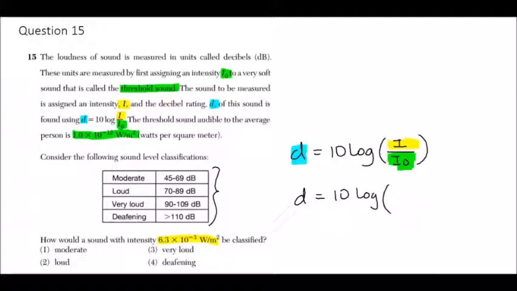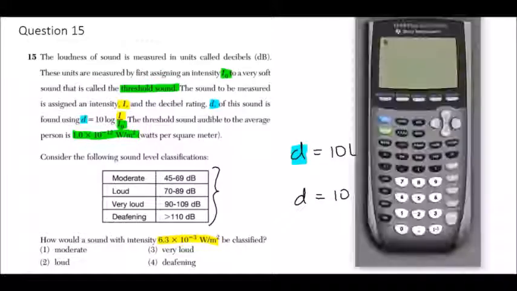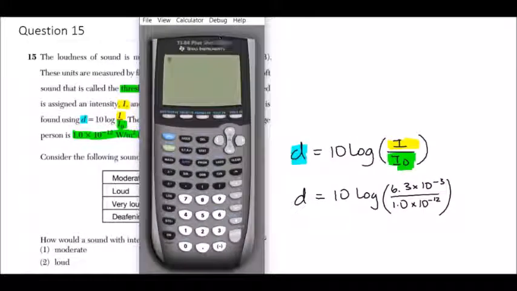10 log I, that's 6.3 times 10 to the negative third, over 1.0 times 10 to the negative 12th. And this is something we're going to put directly into the calculator. So what we have is 10 log. And now there is an easy way to input these scientific notations. It's 6.3, and then you'll note above the comma there's an EE. So we put second comma. That literally means scientific notation, and it takes the place of times 10 to the.